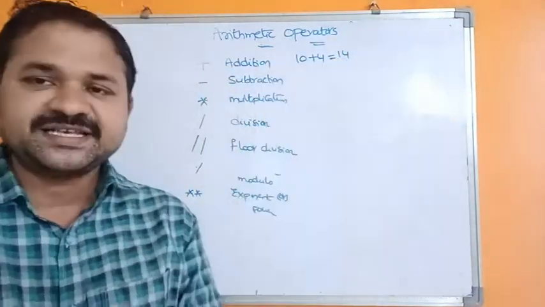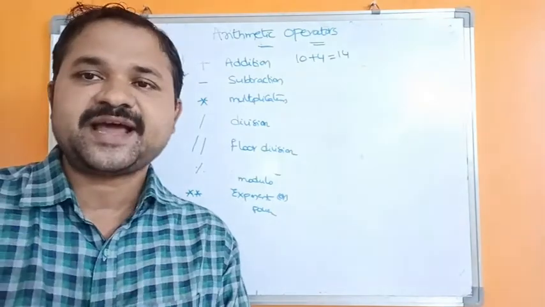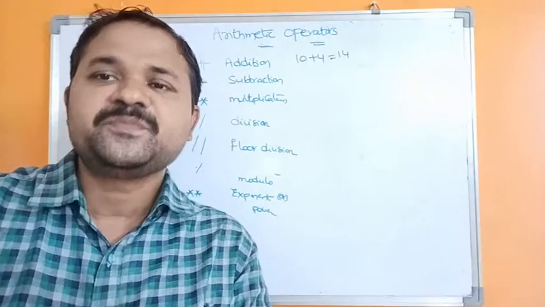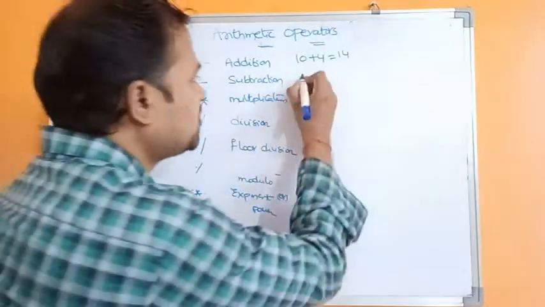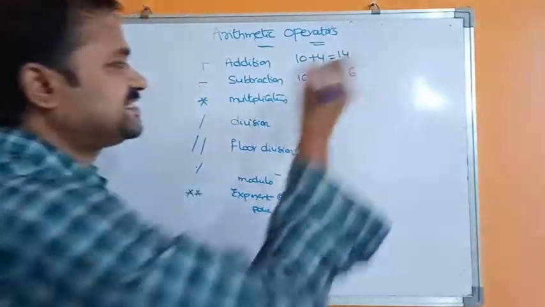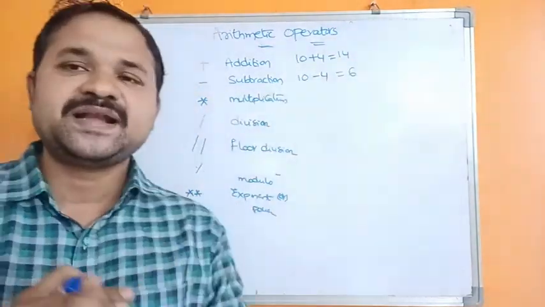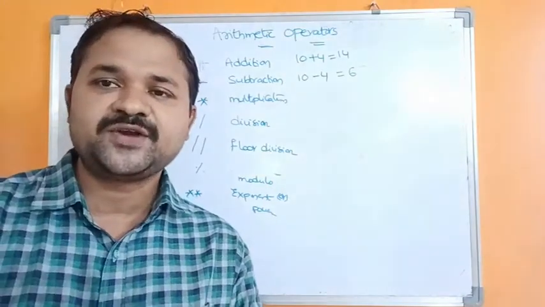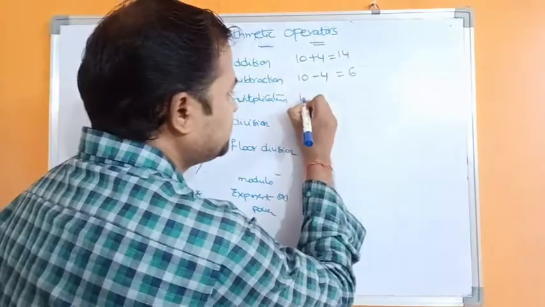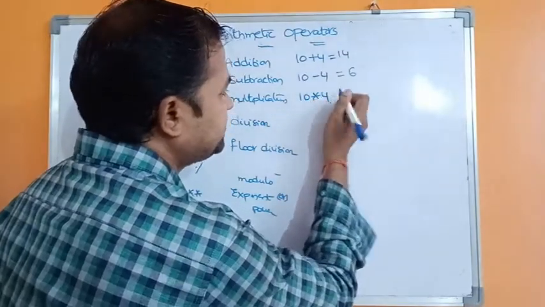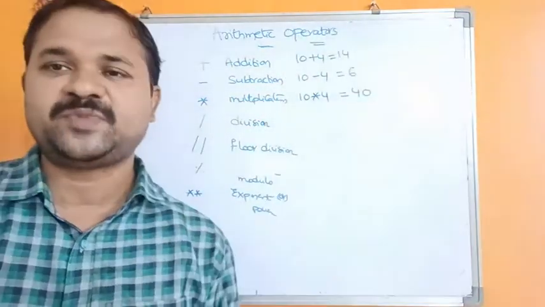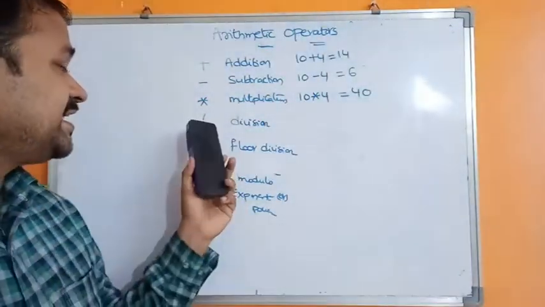And the next one is minus. Minus means subtraction. It is useful in order to subtract one operand from another operand. Let the first operand be 10, the second operand be 4. So 10 minus 4 means 6. Next one is multiplication. It is useful in order to perform the multiplication operation on two operands. Let the first operand be 10, the second operand be 4. So 10 into 4 means 40. So these three are the basic operators. Now let's see the next one.